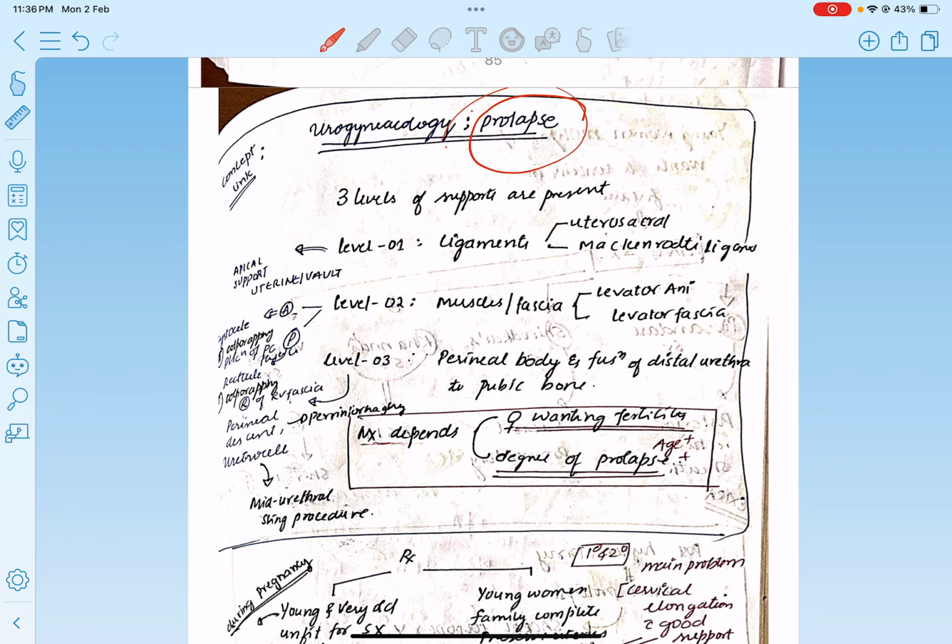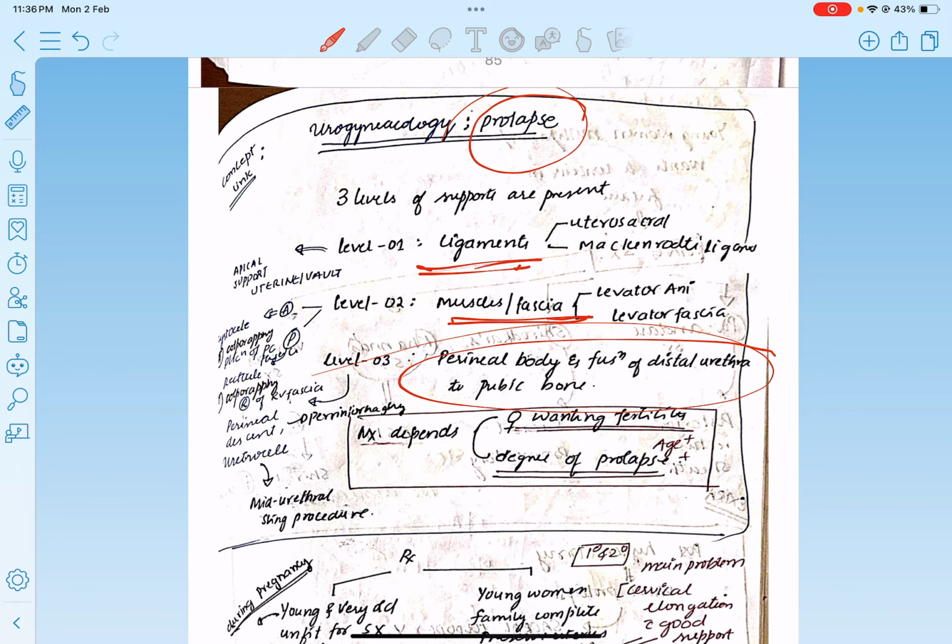So for prolapse, to understand prolapse, you should know what the levels of support present in the uterus are, which I am sure you have studied in anatomy. Level 1 you have the support of ligaments, level 2 you have the support of muscles or fascia, level 3 is the support of the perineal body. Based on this, what anterior colporrhaphy and posterior colporrhaphy are, we will discuss in the coming slide.